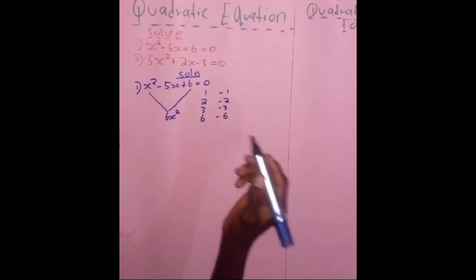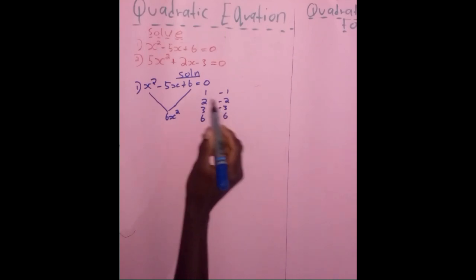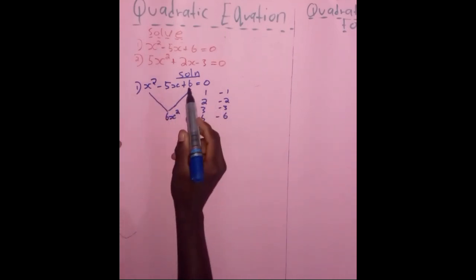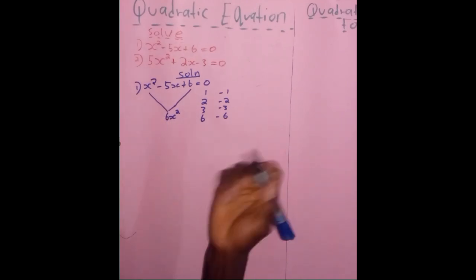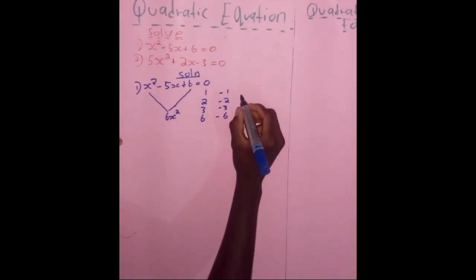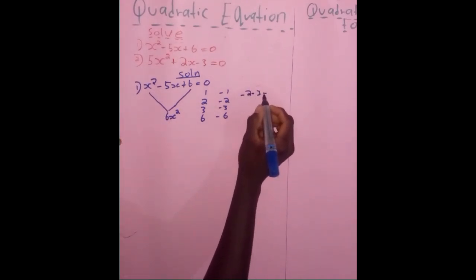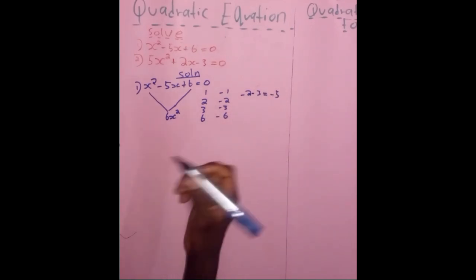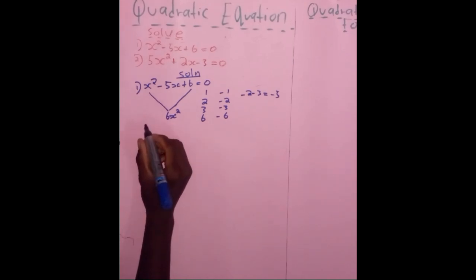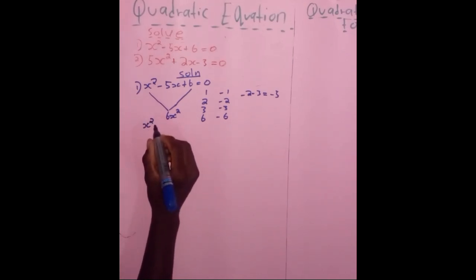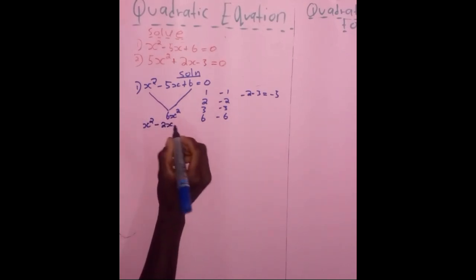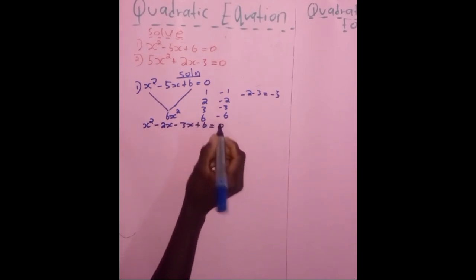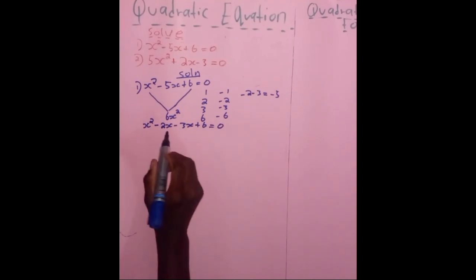Okay, what numbers can we add from these multiples to give us negative 5x, and what numbers can we multiply to give us 6x squared? Let's see. If we add minus 2 and minus 3, we get negative 5x. Yes, it works. Okay, so we have x squared minus 2x minus 3x plus 6 is equal to 0. Okay, we have our numbers.